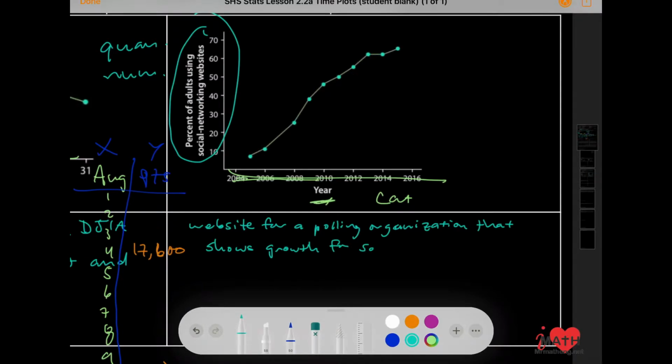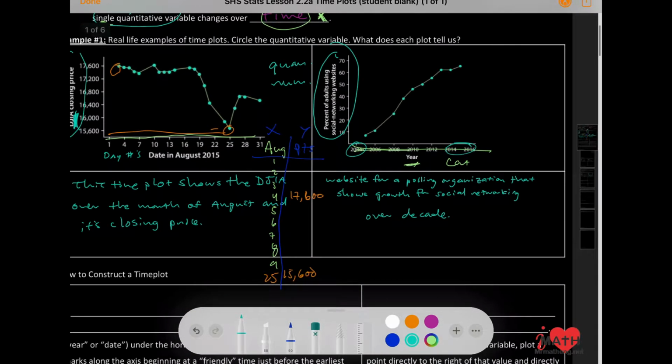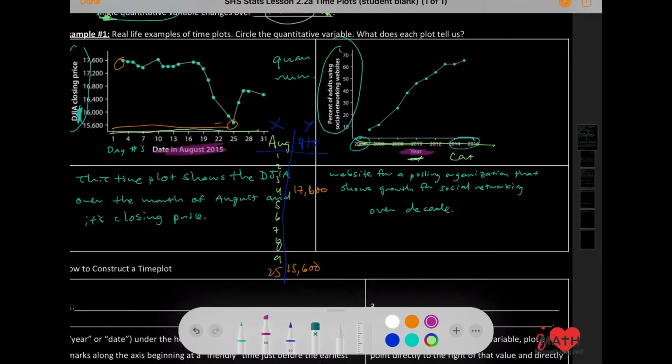for social networking over how long? 2004 to 2014, so over a decade, or you can even say 12 years. So the big idea here is that it's just showing that change over time. That's why they call them time plots.